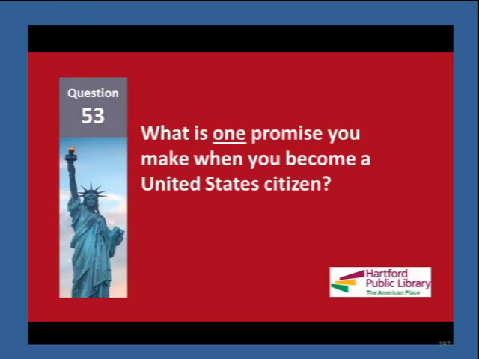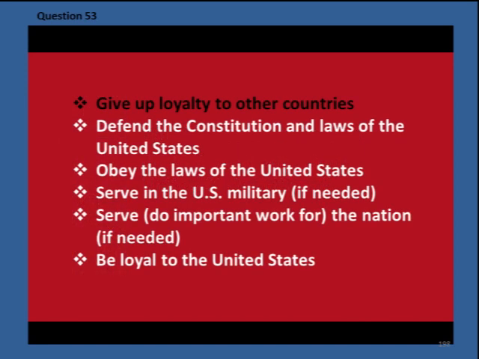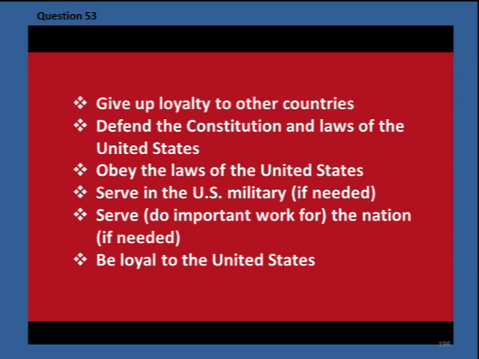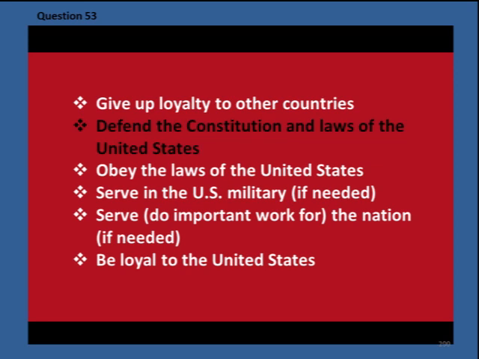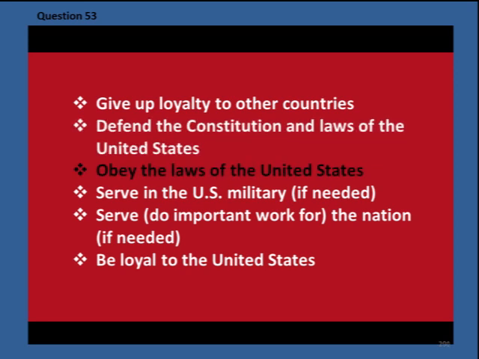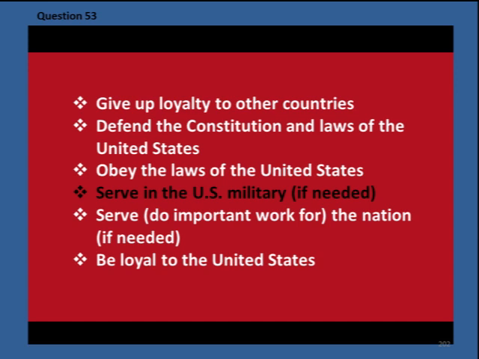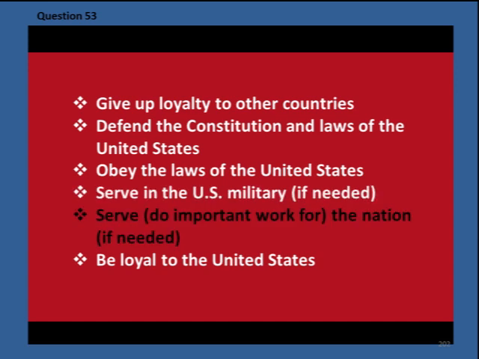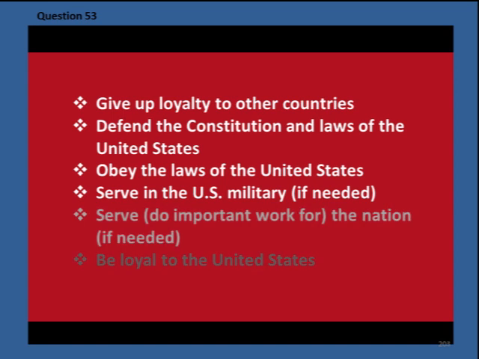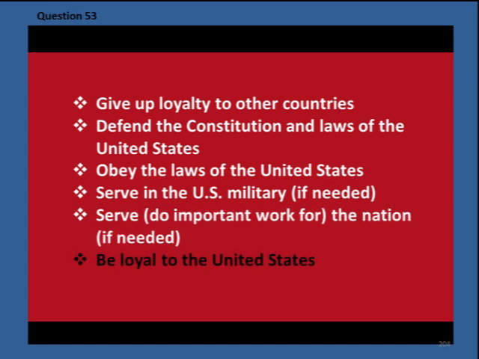Question 53. What is one promise you make when you become a United States citizen? To give up loyalty to other countries. One promise you make when you become a United States citizen is to give up loyalty to other countries. In addition, you also promise to defend the Constitution and laws of the United States, obey the laws of the United States, serve in the U.S. military if necessary, serve or do important work for the nation if needed, and be loyal to the United States.